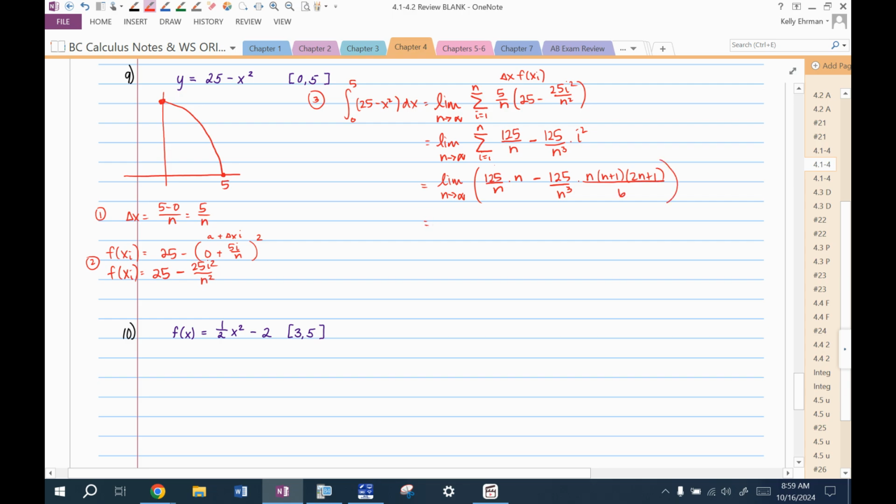Next step is to take this limit at infinity. Remember, this is really just asking, what's the horizontal asymptote? So for the first term, the n's cancel out, and you have 125. For the next term, you have negative 125 times 2 divided by 6. So I don't want to double this and then reduce, so I'm going to reduce first. So it's minus 125 over 3.